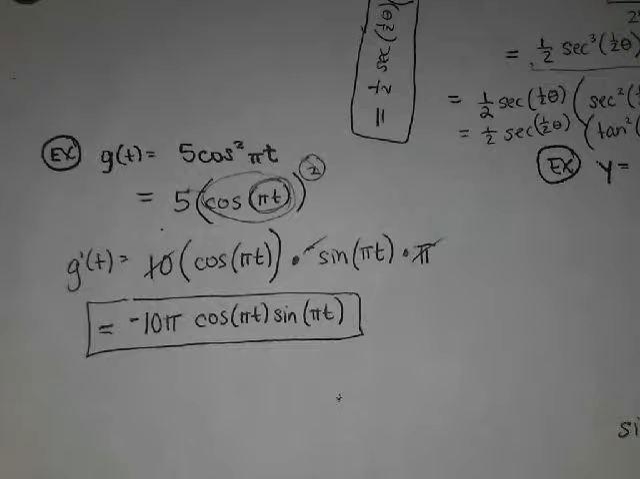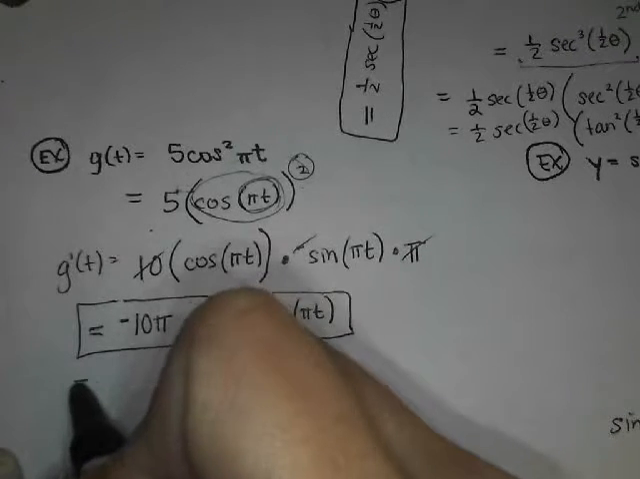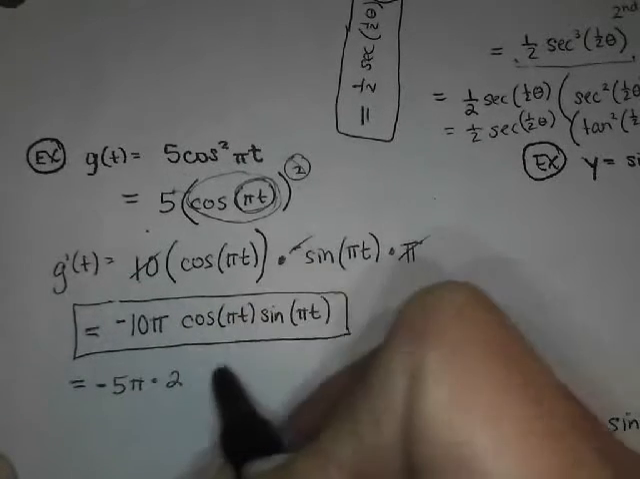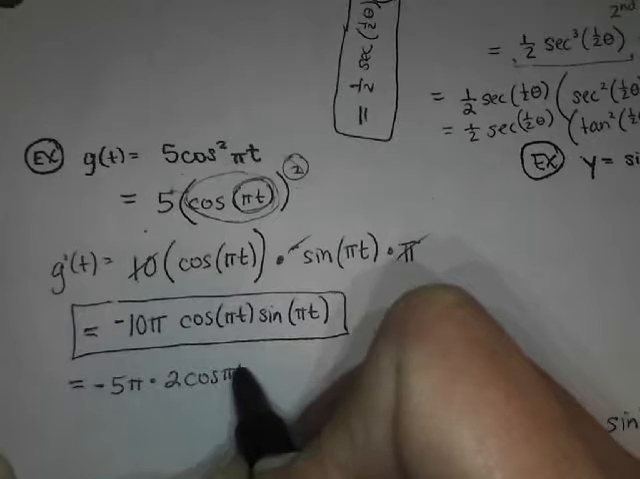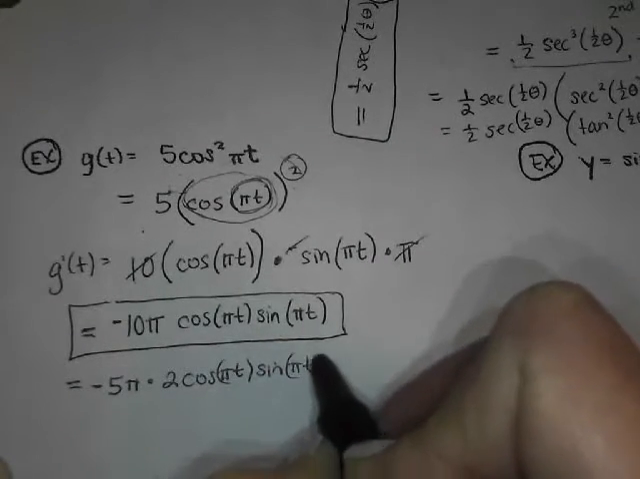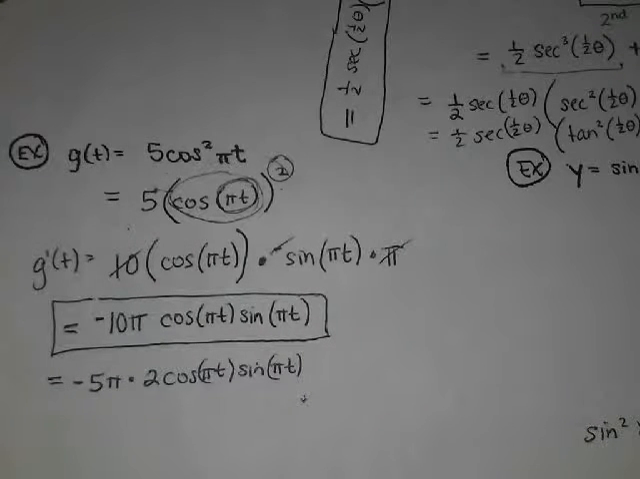Okay, any questions? Yes, Aaron. Could you simplify that by doing the sine of 2 theta rule? The double angle formula? Yes, you probably could, because you'd switch this up into negative 5 pi times 2 cosine pi t sine of pi t. This is what he's saying. I hope for your sake that that doesn't happen, but you could.